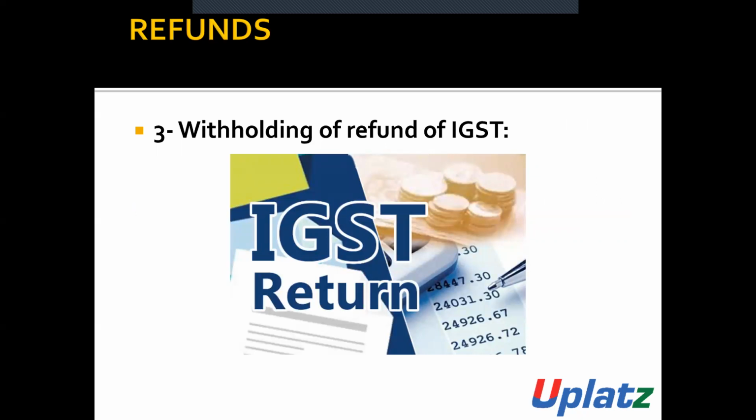Now we will discuss withholding of refund of GST. When the refund of the IGST is withheld.